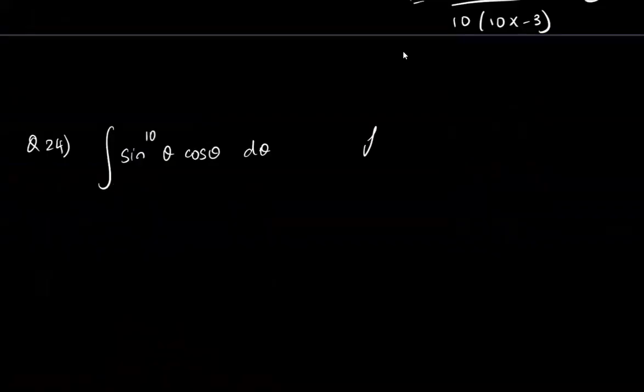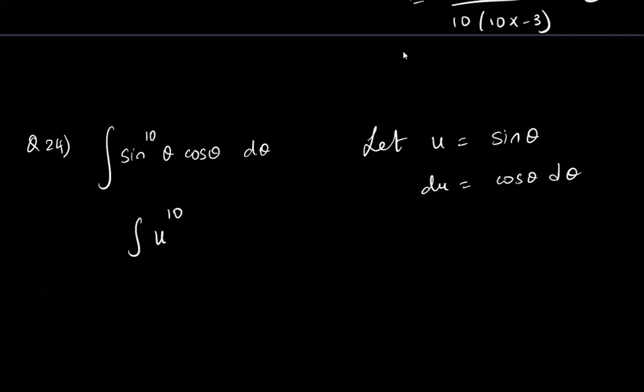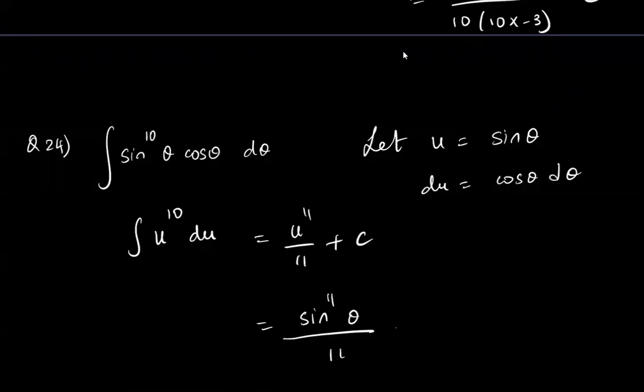Okay, so here I'm going to make my u sine theta. So my du will be cosine theta d theta. So my original integral becomes u to the power of 10 du. So this is u to the power of 11 over 11, which is sine to the power of 11 theta over 11 plus c is my answer.